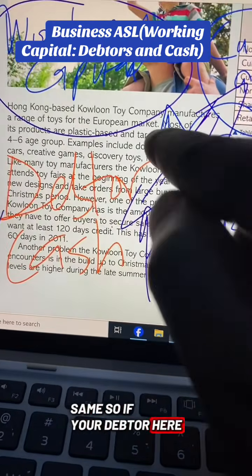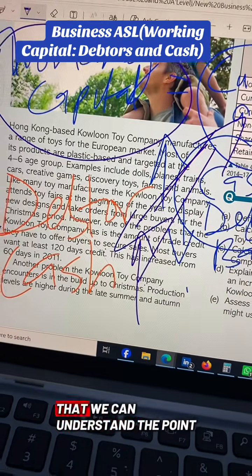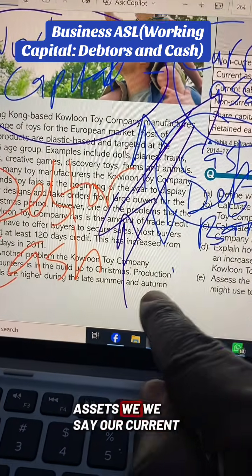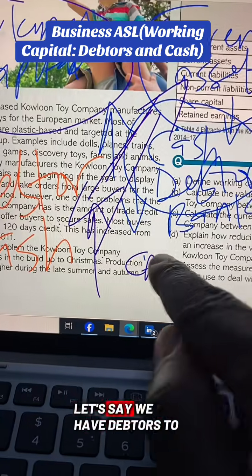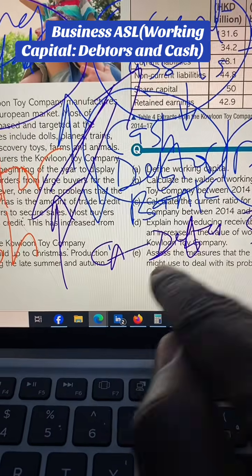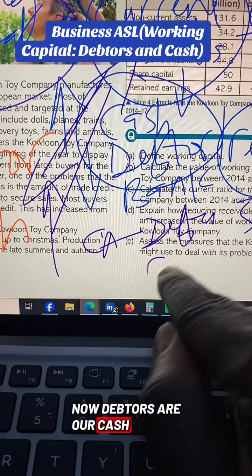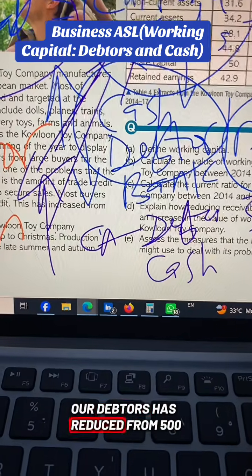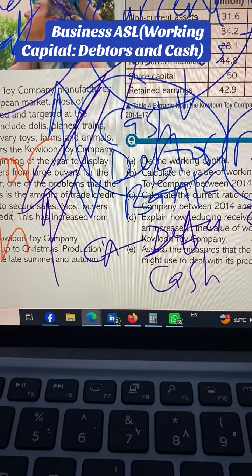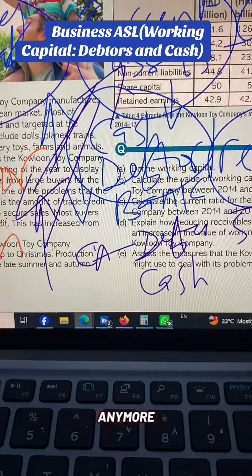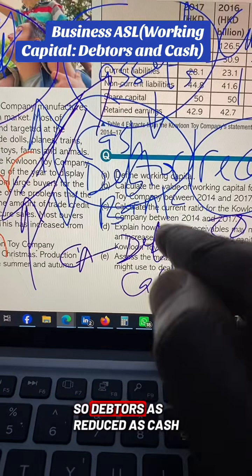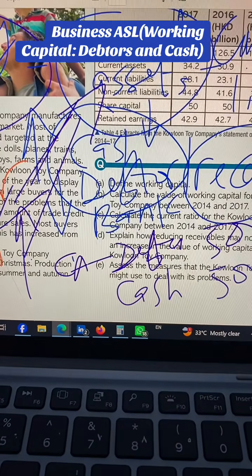So let's assume, use figures so that we can understand the point. Let's assume we have current assets, and we have debtors of 500. Our debtors have reduced from 500. Now we don't have debtors anymore; now we have cash of 500. So debtors have reduced by the same amount as cash has increased. Do you get it here?